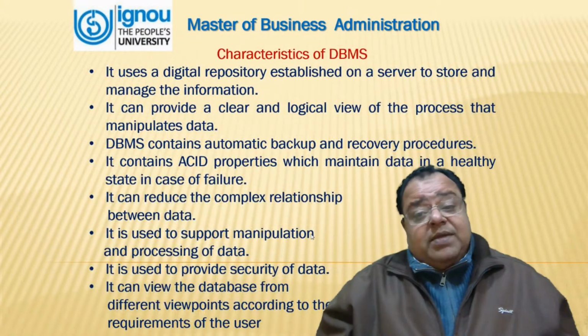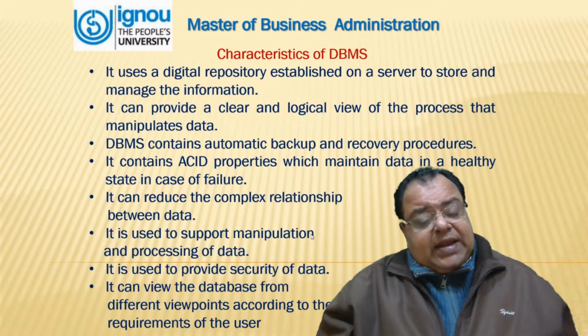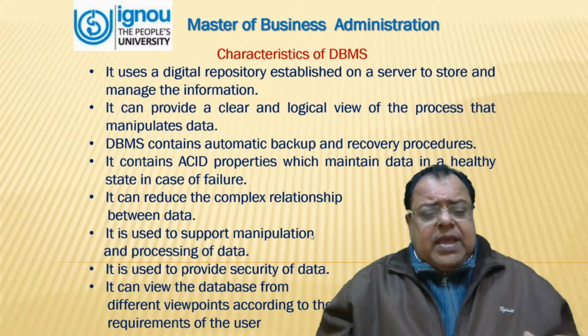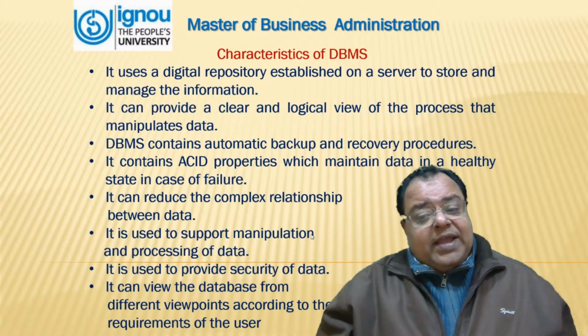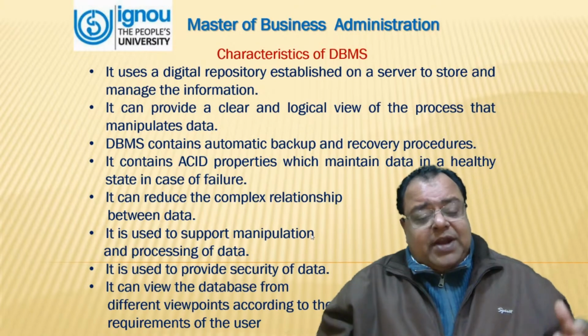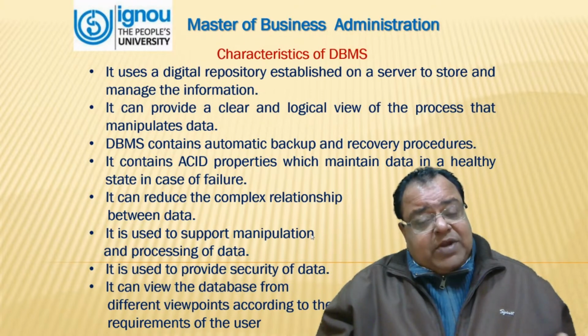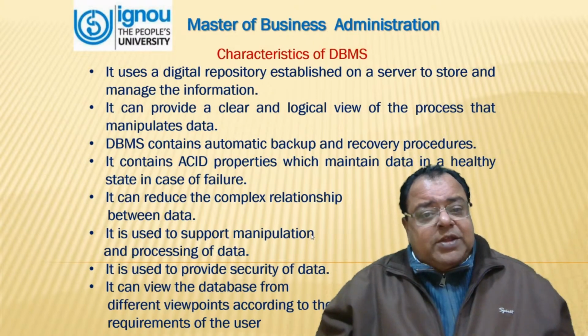What are the characteristics of DBMS? It uses a digital repository established on a server to store and manage the information. It can provide a clear and logical view of the process that manipulates data. DBMS contains automatic backup and recovery procedures. It contains ACID properties which maintain data in a healthy state in case of failure. It can reduce the complex relationships between data. It is used to support manipulation and processing of data. It is used to provide security of data. It can view the database from different viewpoints according to the requirement of the user.